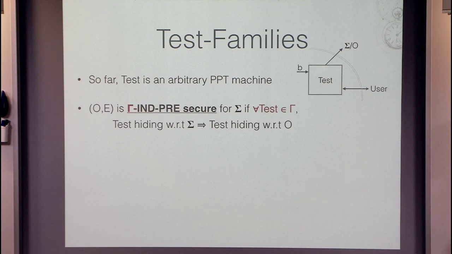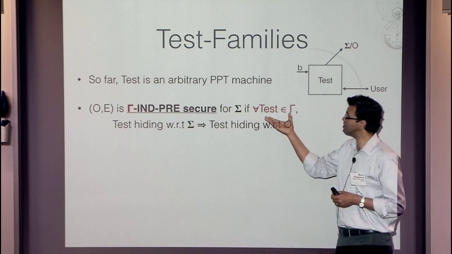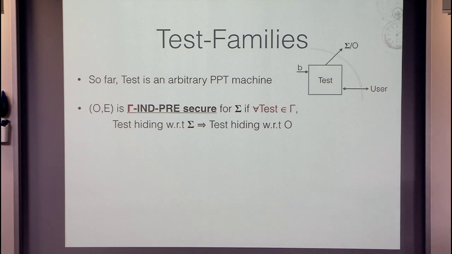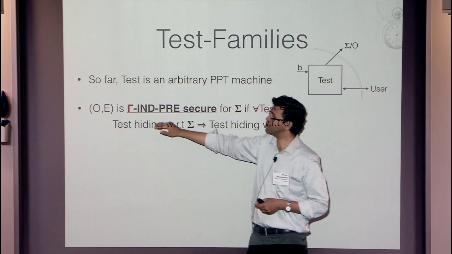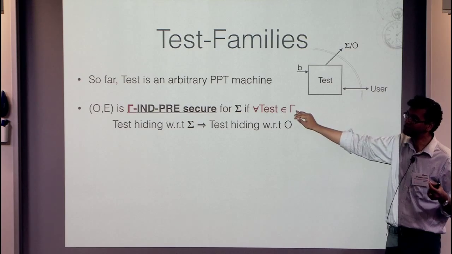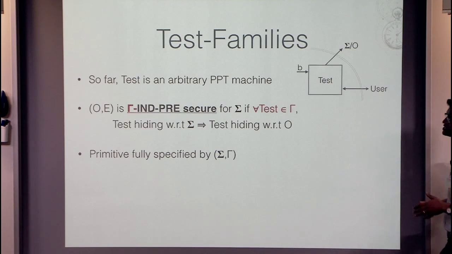Now, I could put some arbitrary constraints on tests, what kind of tests I'm interested in. Let me call that gamma, a test family. Then everything that we are defining you can just extend to this gamma. In security, instead of having to hold against every polynomial time test, it only needs to hold for every test in this family. That's what we are going to do to salvage the possibility of obfuscation and other primitives. So a primitive is specified not just by the schema, but also the test family against which you want security to hold.